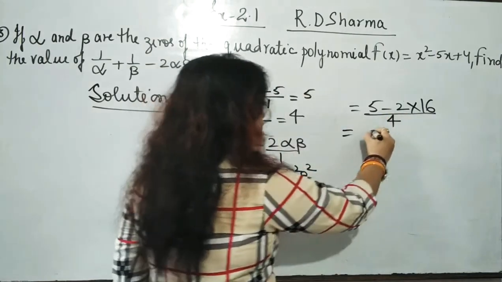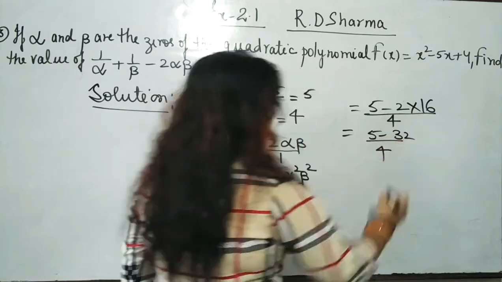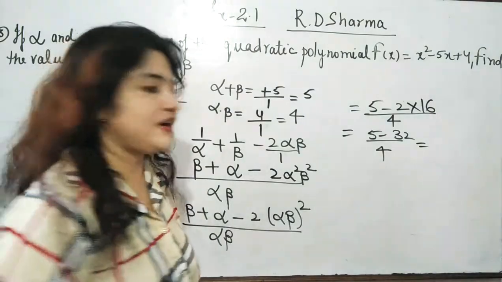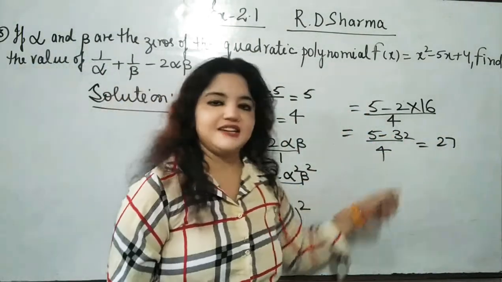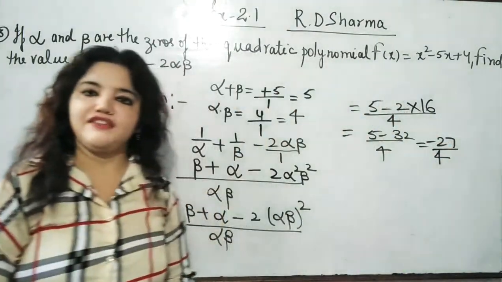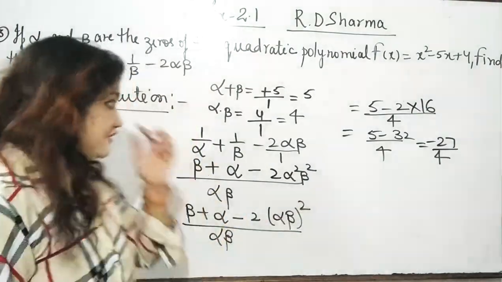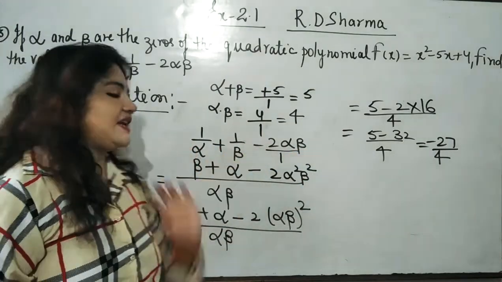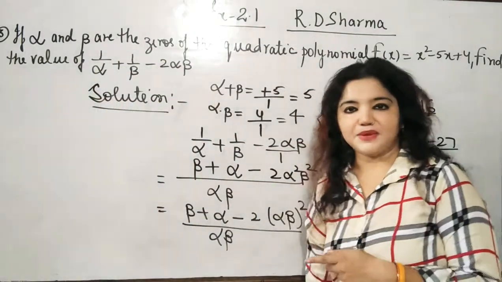Now we will calculate this. 5 minus 2 times 16, 2 sixteens are 32, upon 4. Now 32 minus 5 is 27, but 32 is greater, so we take the sign of 32 and get minus 27 upon 4. This is our answer. So we have calculated the value of 1 upon alpha plus 1 upon beta minus 2 alpha beta. This was the solution of sum number 3.